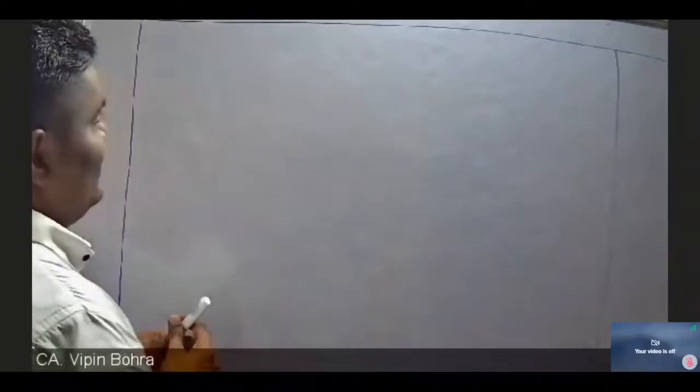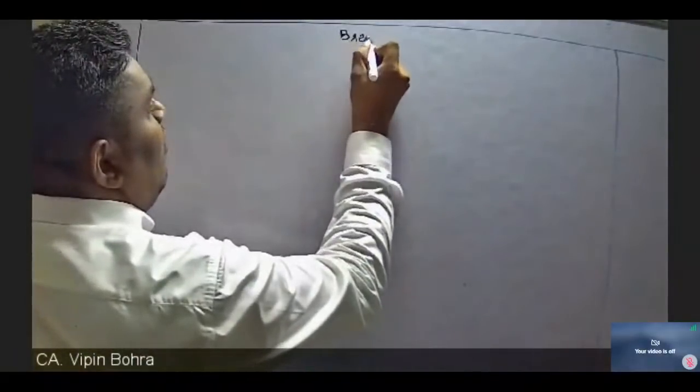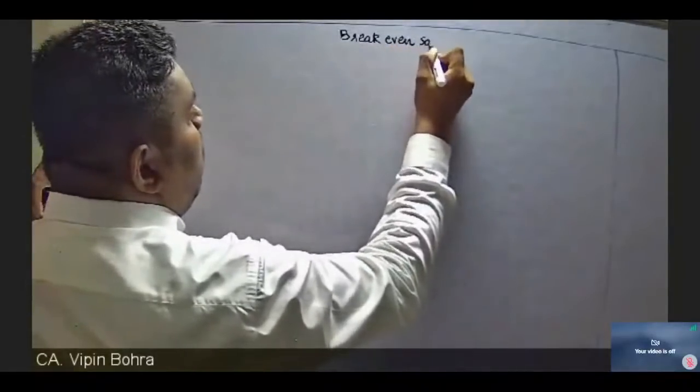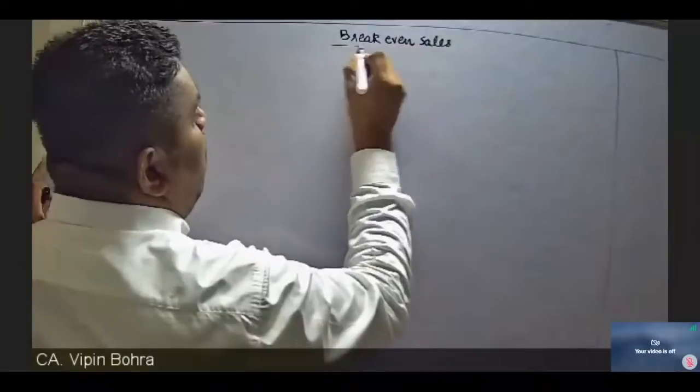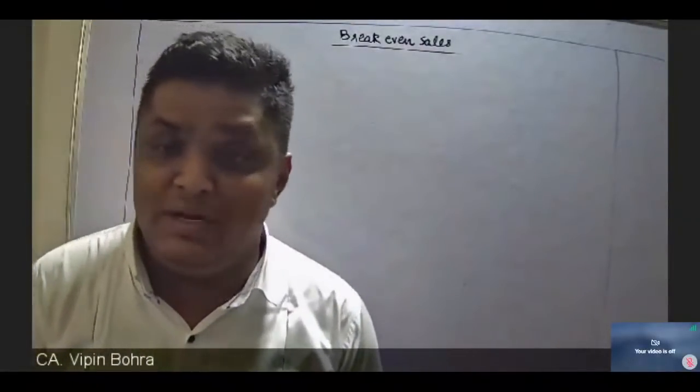So, done with PV ratio. What is PV ratio? Percentage of contribution to sales. Now, let's proceed further. Now, see, the next thing the examiner asks is break-even sales.